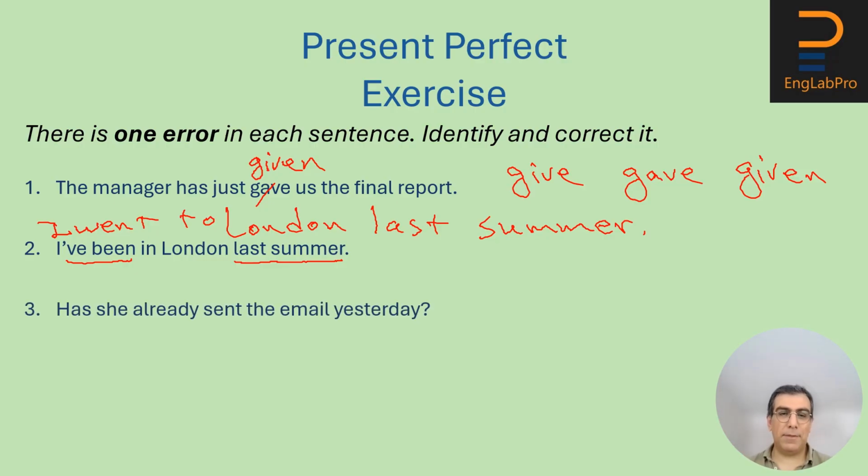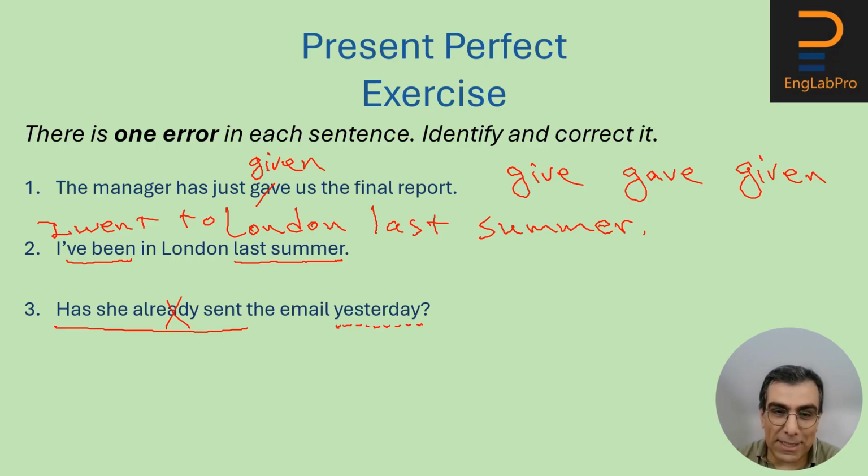Next one. This is a question. Has she already sent the email yesterday? Can you find out what the problem is? Well, we have the word yesterday at the end of the sentence, so it cannot be present perfect and already should not be used. So we say, did she send the email yesterday? And remember, when we use did, we don't use the past tense verb.